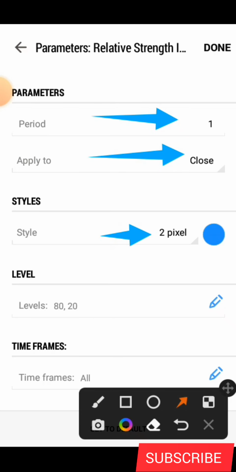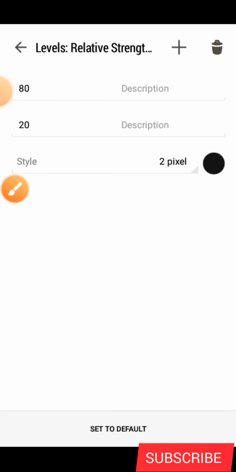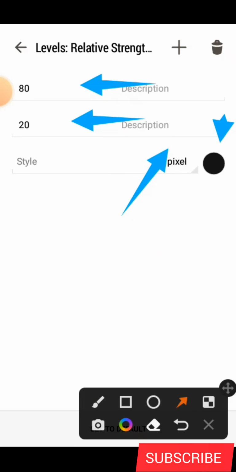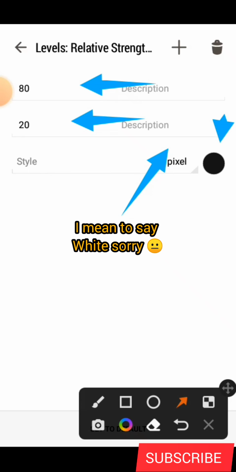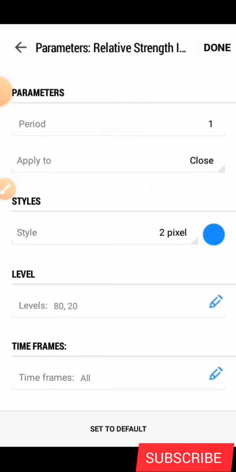Then under the style, you can leave it, or you can change it to 2 pixels and the color to blue, but it doesn't matter. So here are the levels. You have to change them to 20 and 80. As you can see here on the screen, I have 80 here and then we have 20. The pixel is 2 and the color is black because I'm using a black background. So if you're using a black background, you should use any other color of your choice. So that is pretty much everything for the Relative Strength Index.